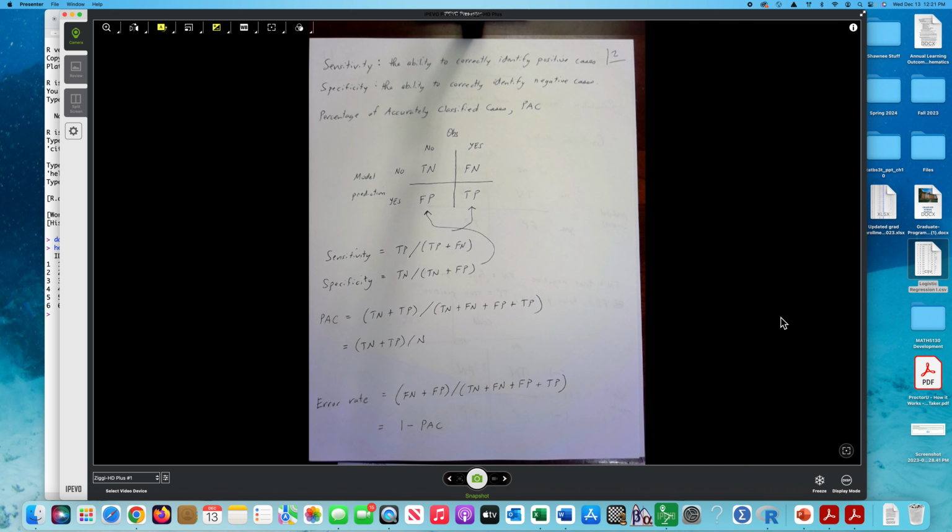Expand that a little bit into something we call sensitivity, specificity, and percentage of accurately classified cases. Sensitivity is just the ability to correctly identify a positive case. Specificity is the ability to correctly identify a negative case.